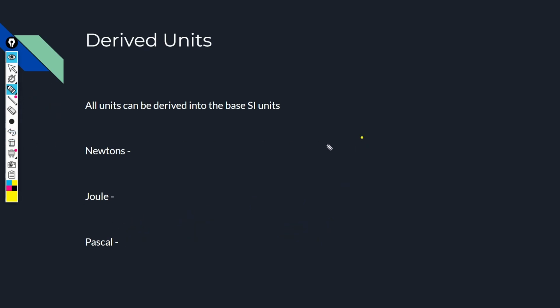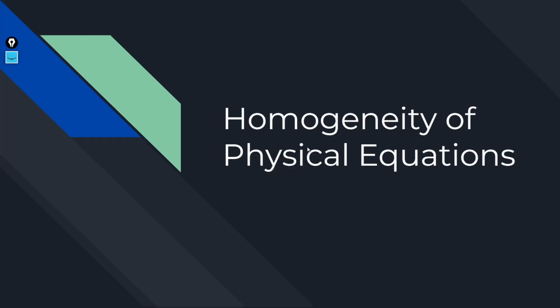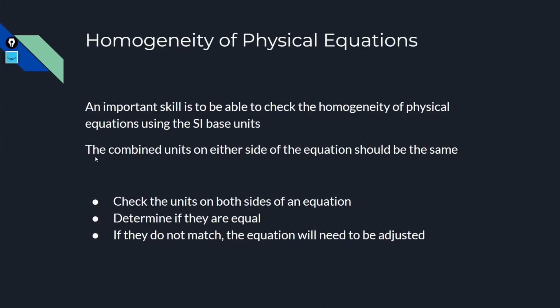Now, let's look at the more challenging part of these equations, which is to check the homogeneity of physical equations. Homogeneity basically means that it's equal on both sides. So the unit on the left hand side of the equation and the right hand side of the equation must be equal. So how do we do this? You need to be able to combine the units of either side, and see if the units on both sides of the equation are equal, and if they do not equal, you need to adjust it by adding a constant with the required units.